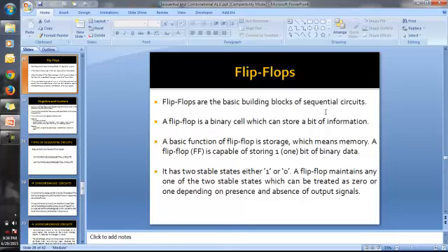A flip-flop maintains any one of the two stable states, which can be treated as 0 or 1 depending on the presence and absence of the output signals.